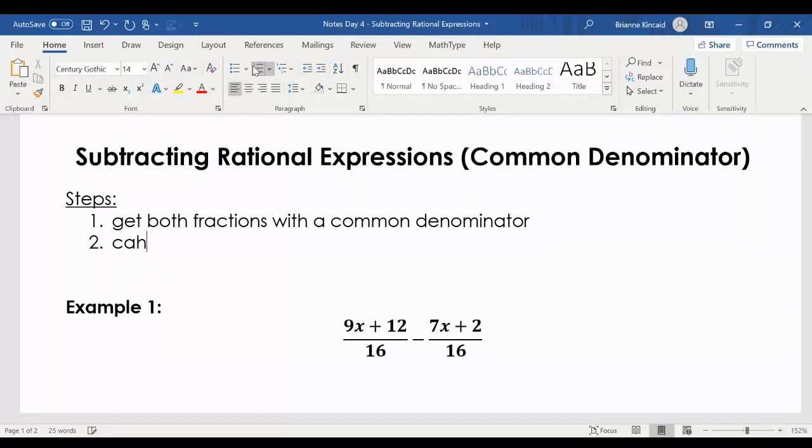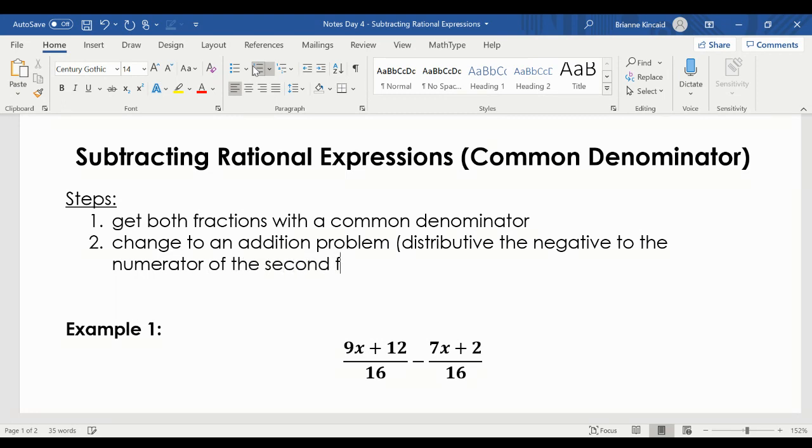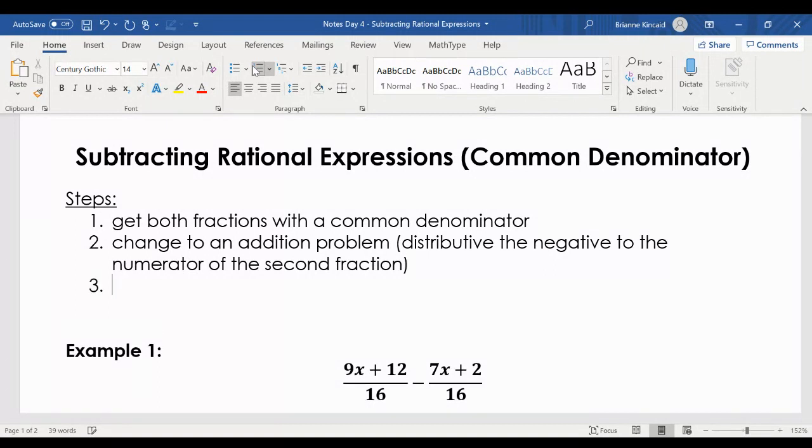Second step is you're going to change to an addition problem. And what you're basically going to do is distribute the negative to the numerator of the second fraction. So kind of like when you have a negative outside of parentheses, you're just going to distribute it to every term. Then you're going to add the fractions. Remember, that's only in the numerators.